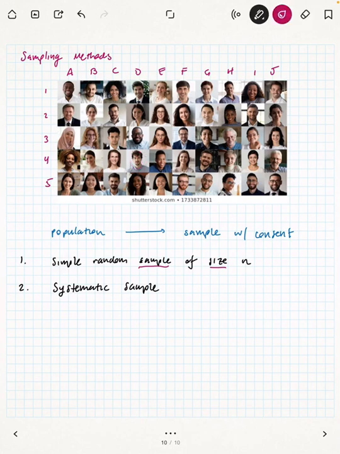You could systematically say, I'm going to pick every 5th person. So I'll go 1, 2, 3, 4, 5, and again 1, 2, 3, 4, 5, and so on. Again, there's a pattern here. I said every 5th person gets selected.